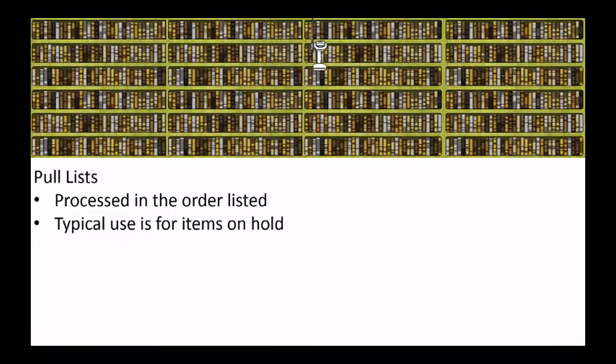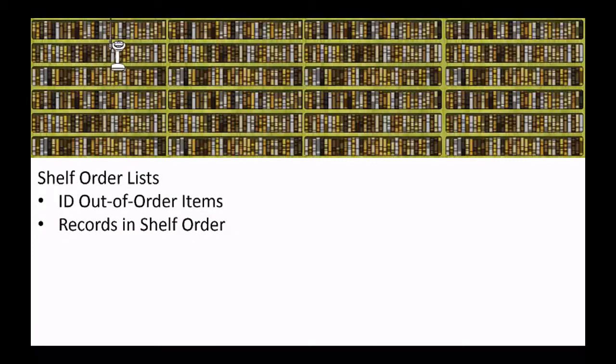Next, we have pull lists, which are processed in order from the first item on the list to the last. Typically, they are used for such things as collecting items that are on hold. Finally, there are shelf order lists, which are used to identify items that are out of order. This list type contains item records in shelf order. That is, the order in which the items are supposed to be physically shelved.